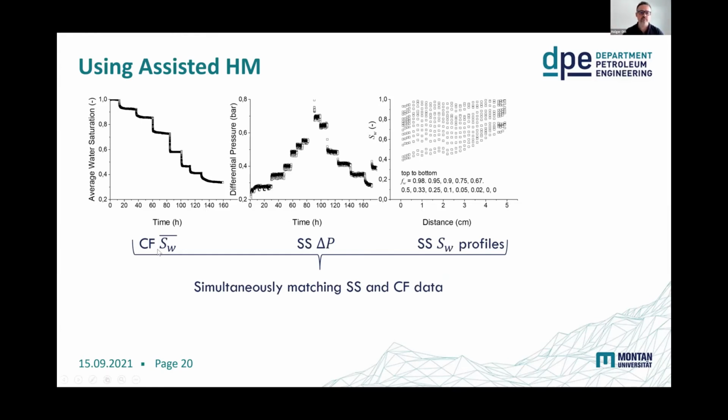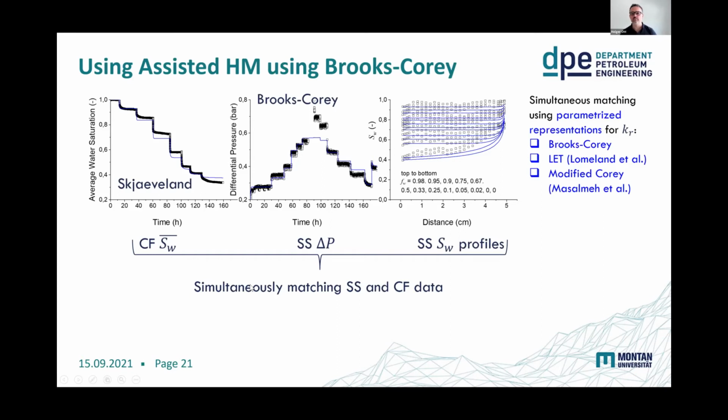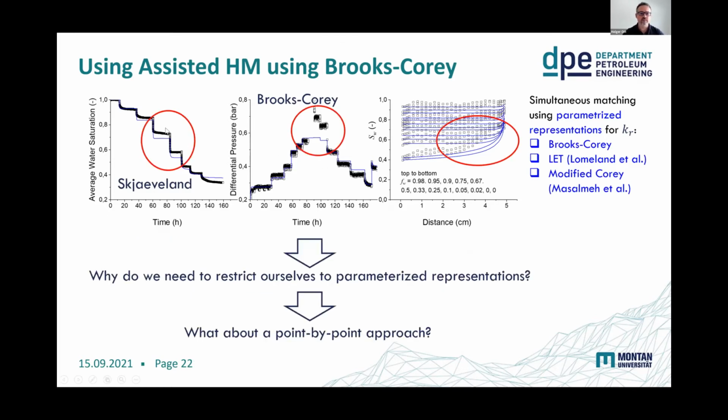Here again we have the centrifuge average saturation, delta P and SW profiles for the steady state. Let's do that. Basically, simultaneous fitting using a Brooks-Corey and Brooks-Corey equivalent parameterization. Well, it doesn't work. Okay, bad luck. So this means especially in the middle of the saturation range, we have a huge mismatch, and here the capillary end effect we also do not get.